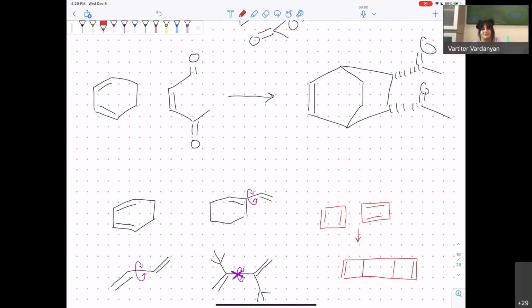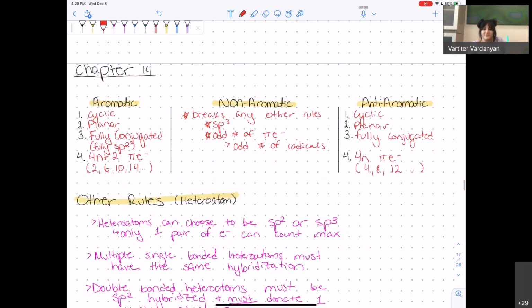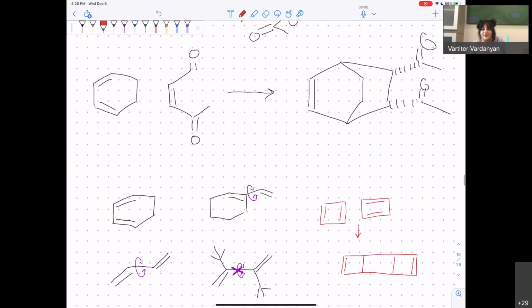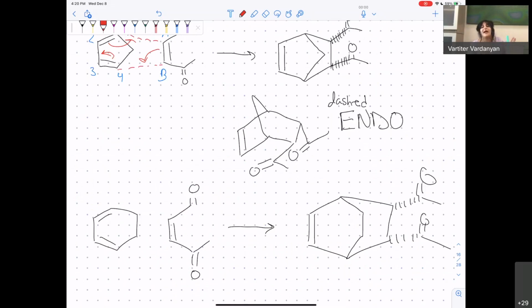So, swag. Bless you. What about endo and exo? Okay, so endo and exo is in the handout that I'm going to send you guys, but basically endo is dashed and endo is always more stable.